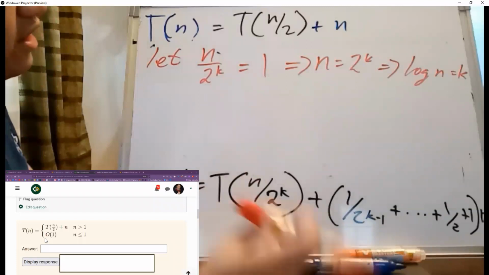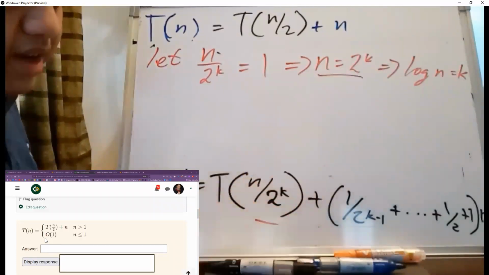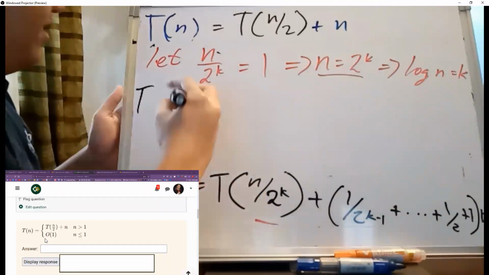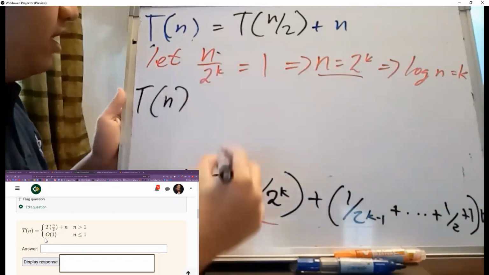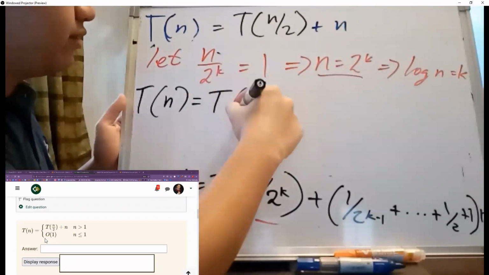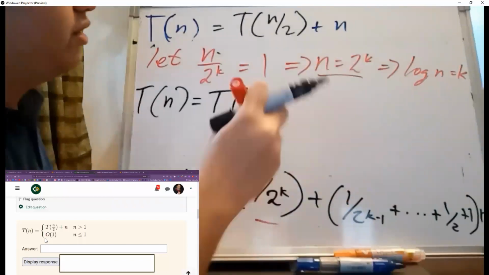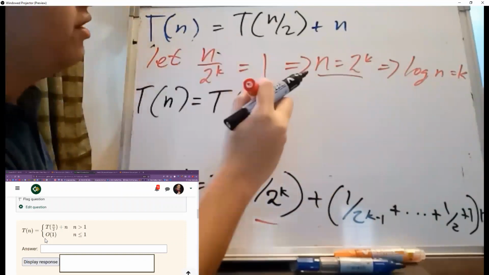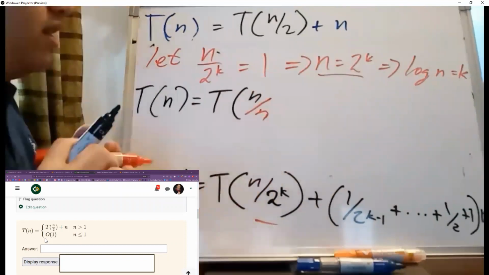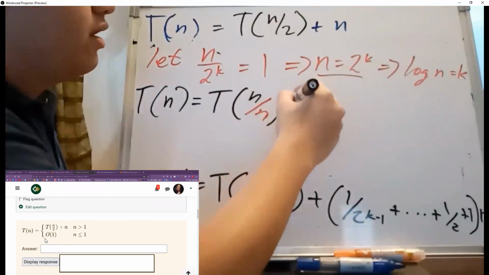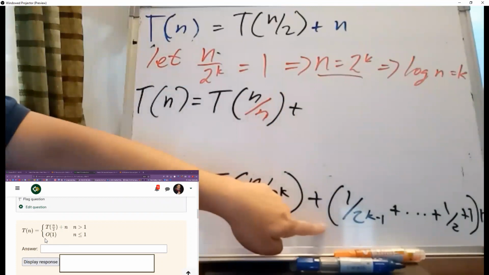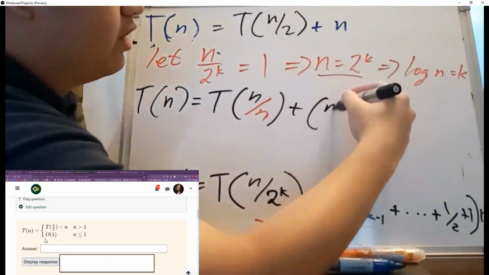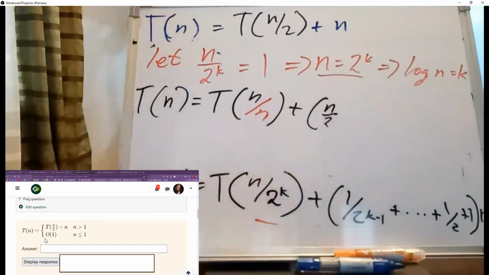So i-substitute lang natin ito dito sa baba. So we get T of n is equal to, since n is equal to 2 to the k, pwede natin itong i-replace with n. And then dito naman is 2 to the k minus 1. But this is just yung ating n over 2. Tama ba?